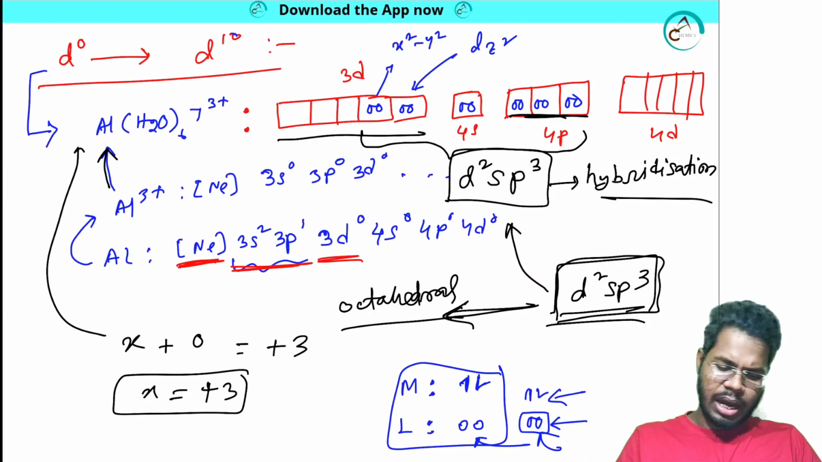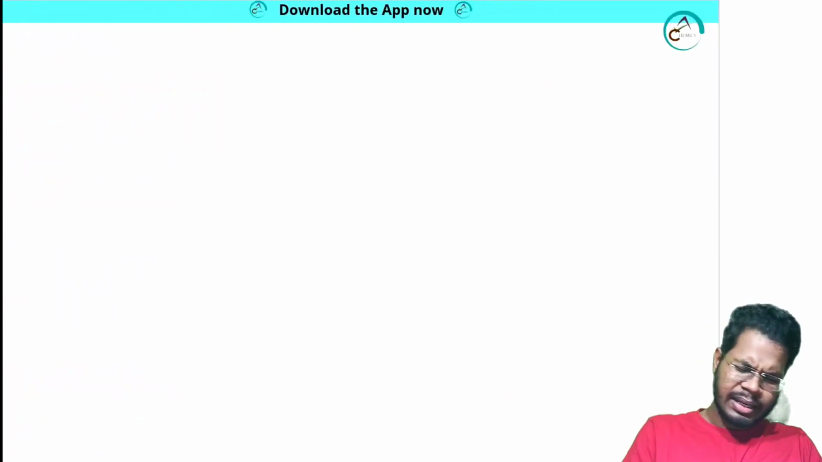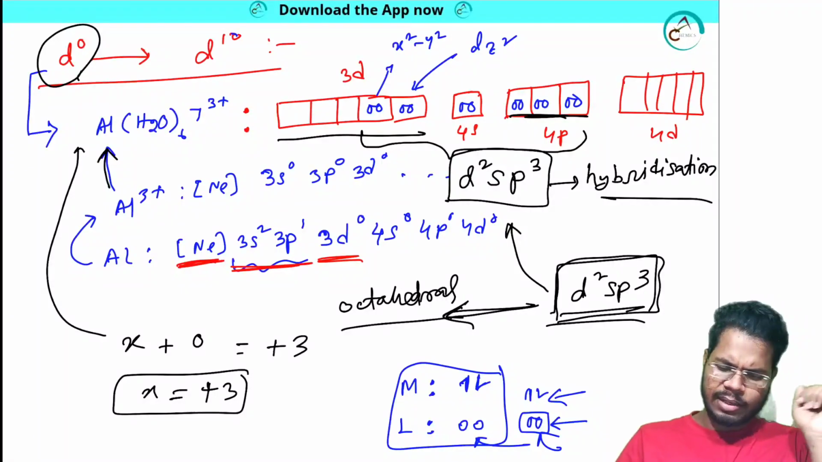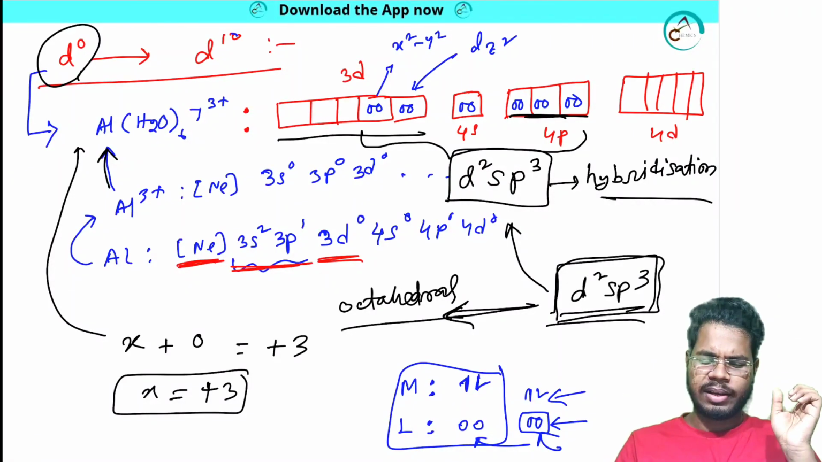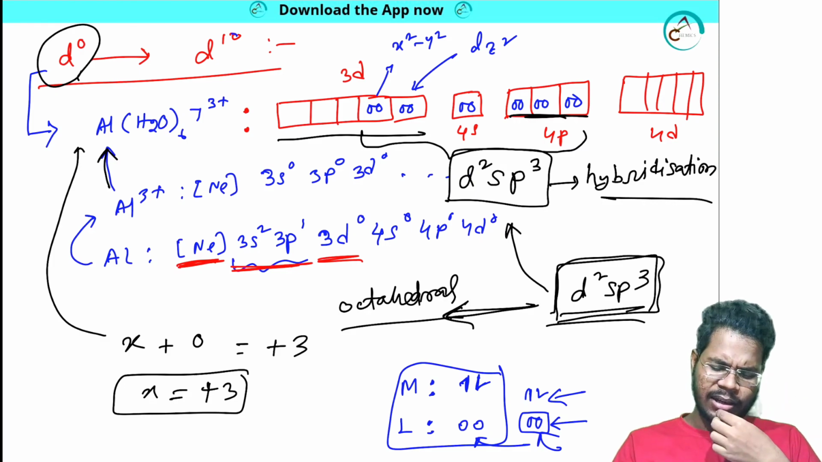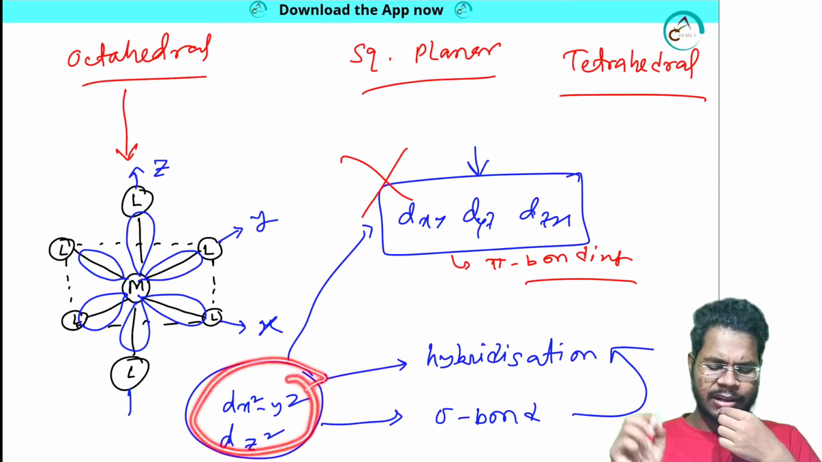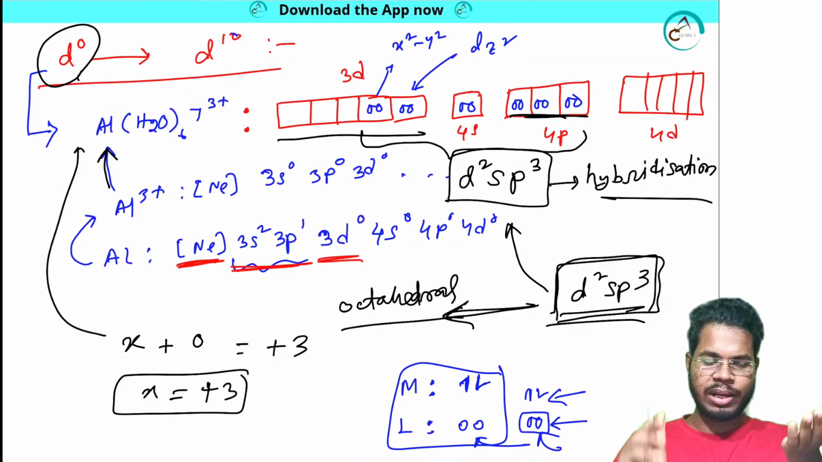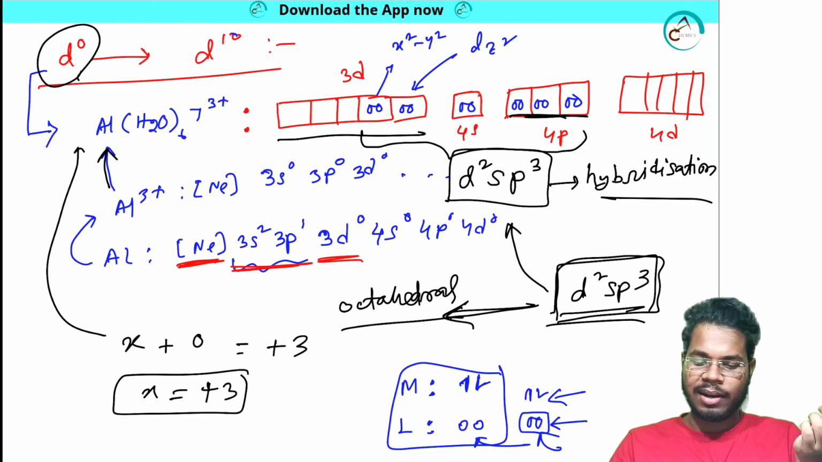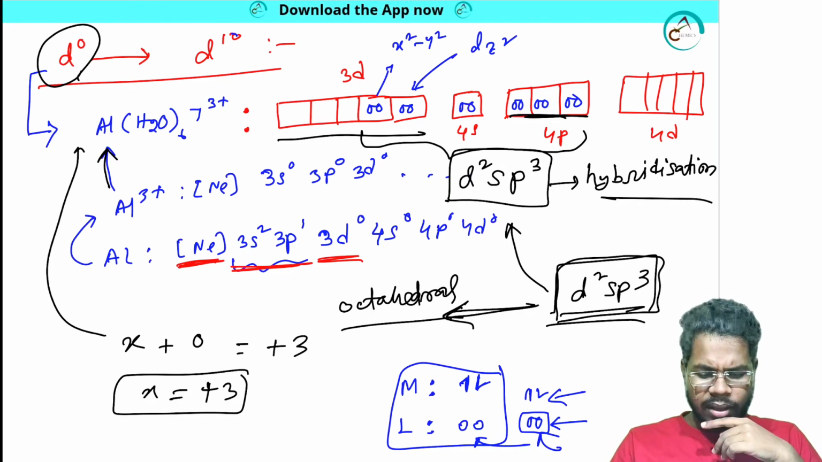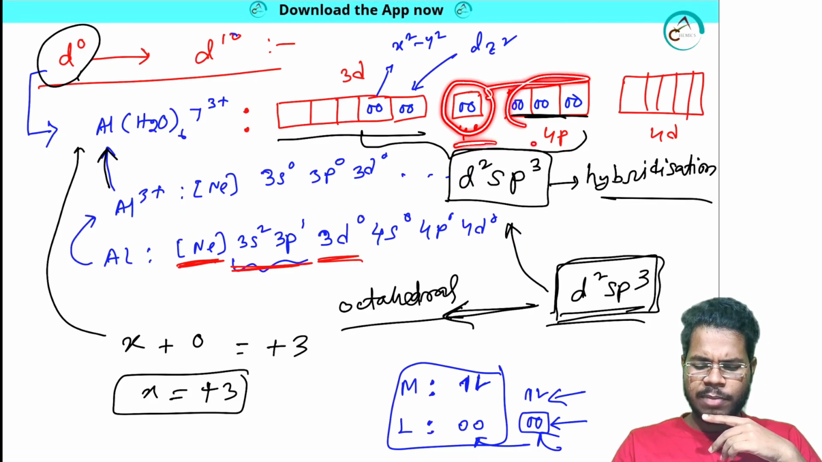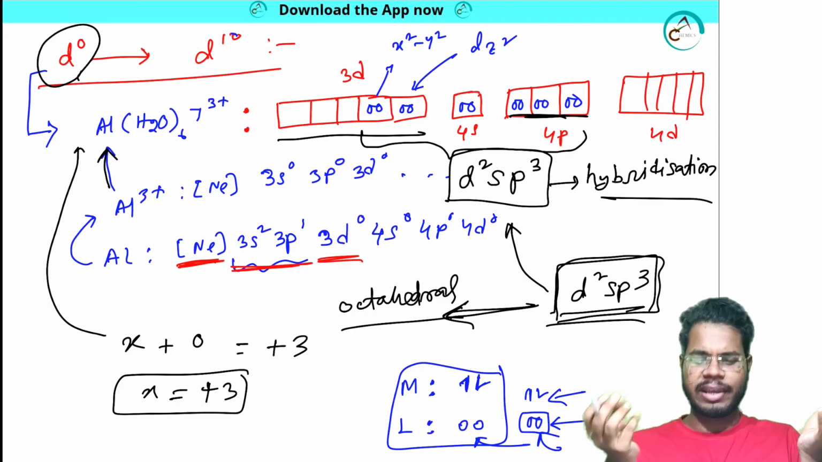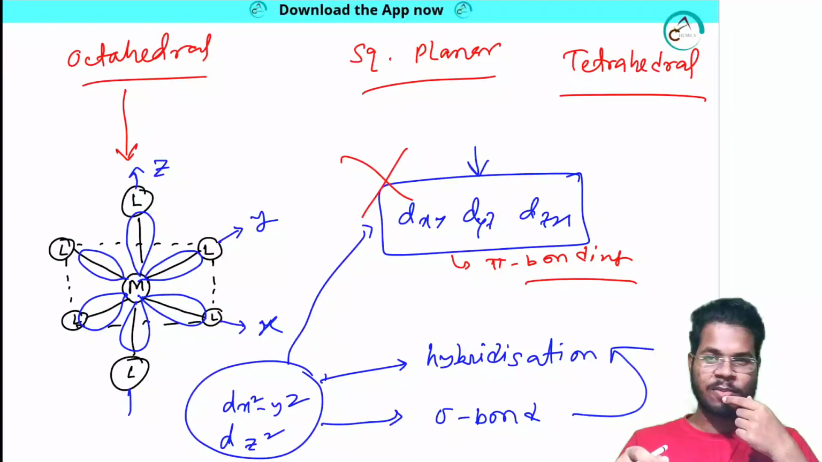Clear? Okay, so I have discussed the d0 system. Let me talk about the d1 system. But you may have a question: you said that these two d orbitals will participate in hybridization, but when you are filling the electrons of the ligands, you are using the s orbital and p orbital. How do s and p orbitals participate in metal-ligand sigma bonding? This question can arise in your mind.